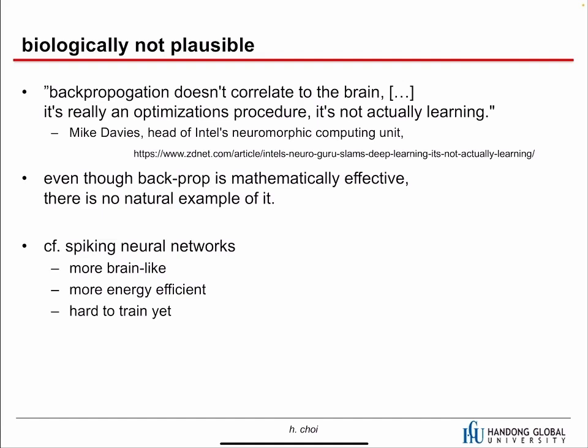That's true. And in our brain, we have spiking neural networks. There are some approaches and research directions to implement spiking neural networks. They are more brain-like and more energy efficient, but they are hard to train yet. There are no popular learning algorithms. So if you're interested in brain-like neural networks, you can Google spiking neural networks.